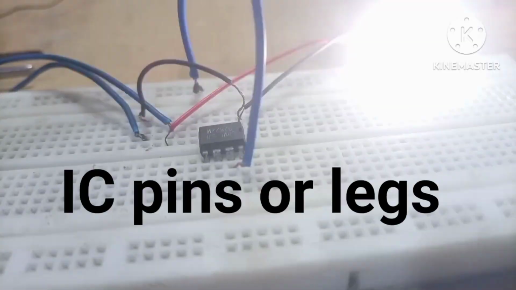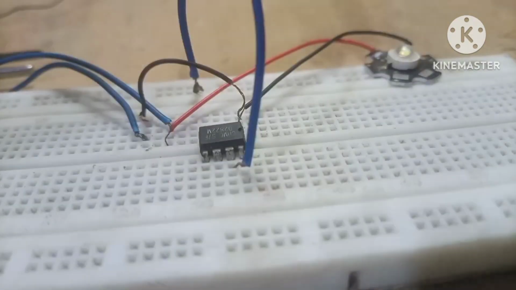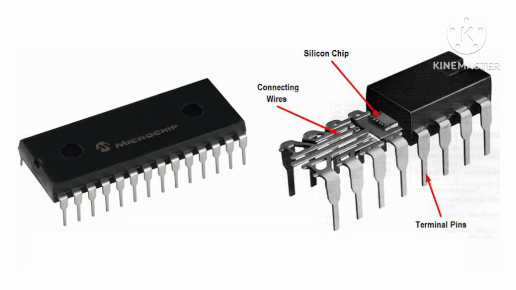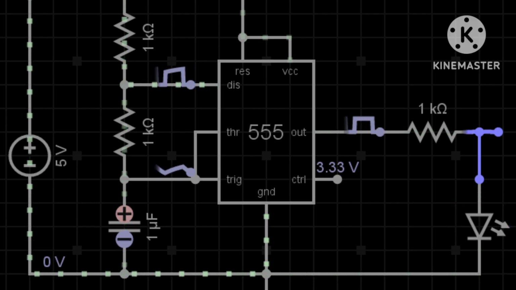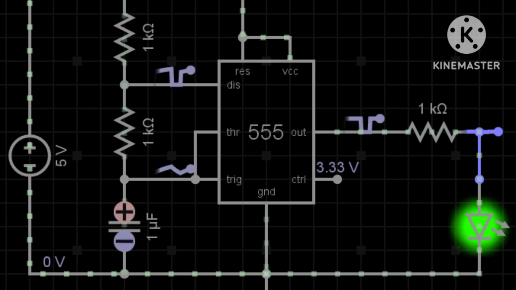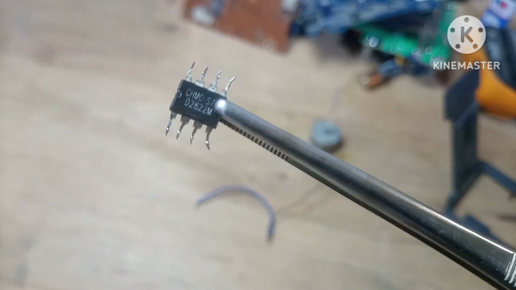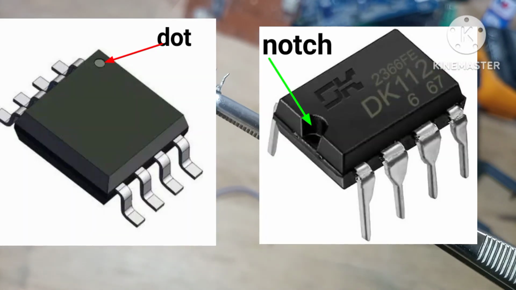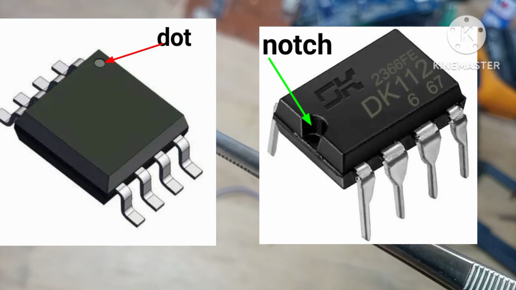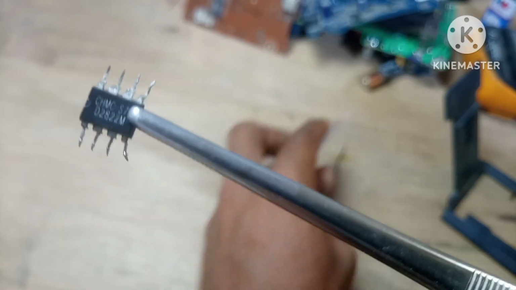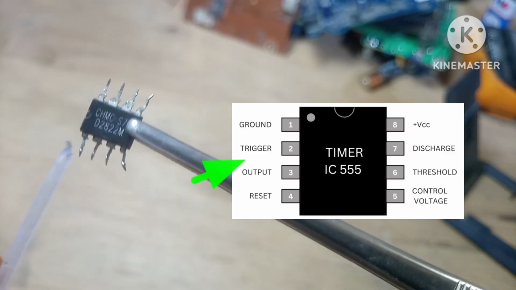Step 1. The pins of the IC. All ICs have legs or pins, and each of the pins have different functions. But before we get into that, let me show you how to count the legs of an IC, which is very important. You will notice a notch or a dot on an IC. And when you see that, your counting should start from the left side of the IC.